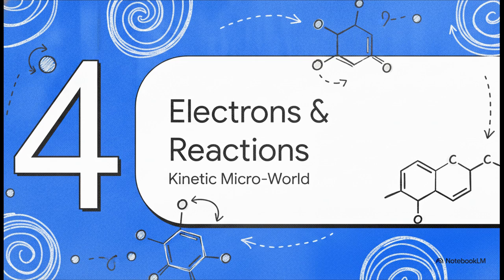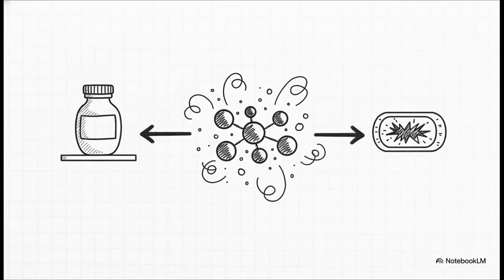Which brings us to part four, electrons and reaction intermediates. We're zooming into the kinetic microworld now. Down in this microworld, electrons are incredibly restless. They constantly dance around the molecule. They might permanently pull in one direction, temporarily shift during a reaction, or just completely spread out across the entire structure, which we call resonance. Why does this electron dance matter? Well, it literally dictates whether a drug sits perfectly stable on a pharmacy shelf for years or becomes highly reactive the absolute second it enters your bloodstream.